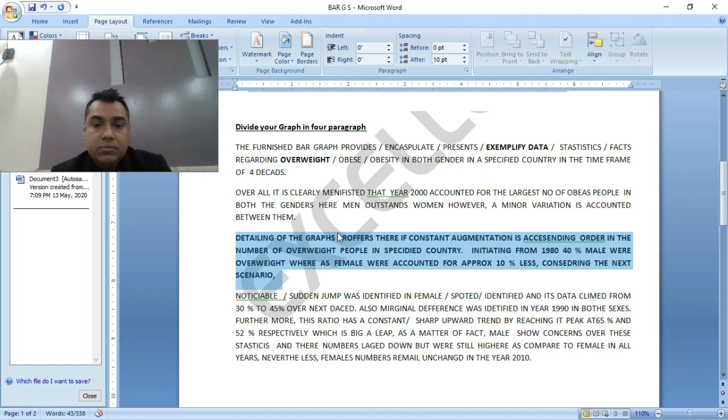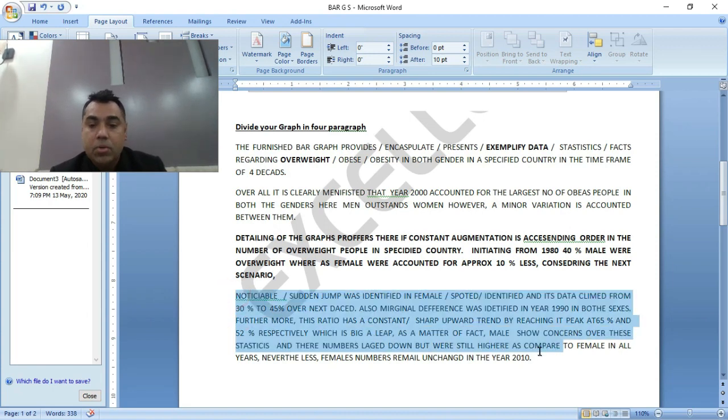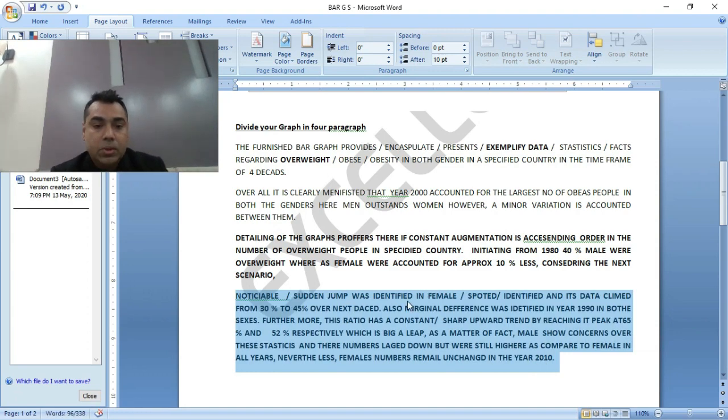Detailing of the graph offers there is a constant augmentation in ascending order of the number of the overweight people in a specified country. Initiating from 1980, 40% male were overweight, whereas female were accounted for approximately 10% less. Considering the next scenario, and then you can add some lines, and that's paragraph number 4, or you can continue with this also. That's paragraph number 4. Okay, so I will start it from here.